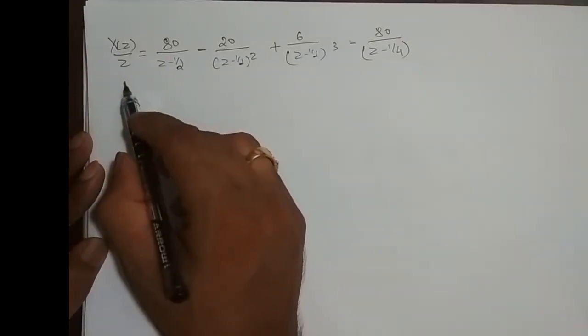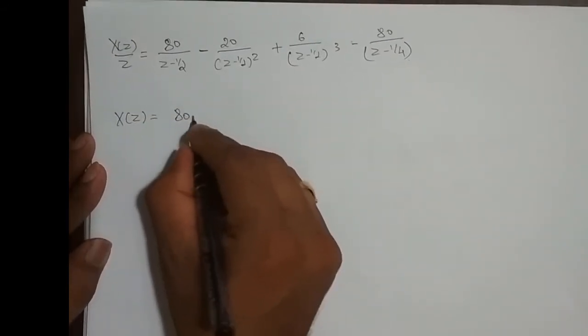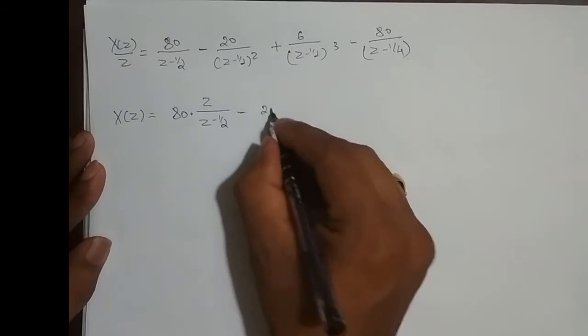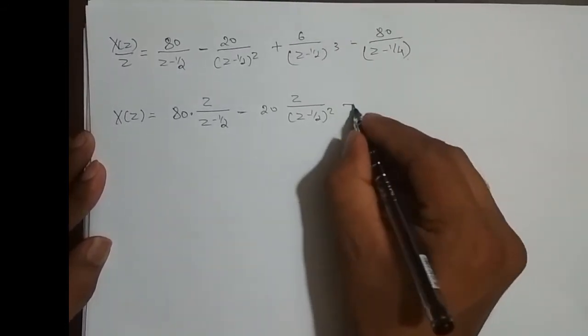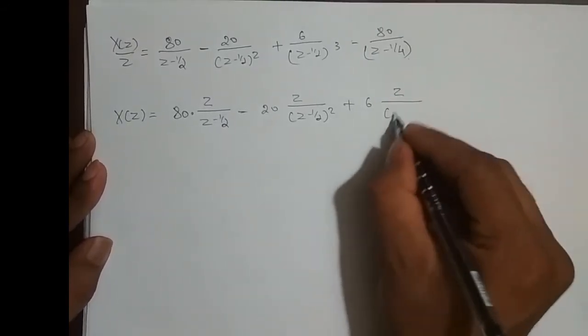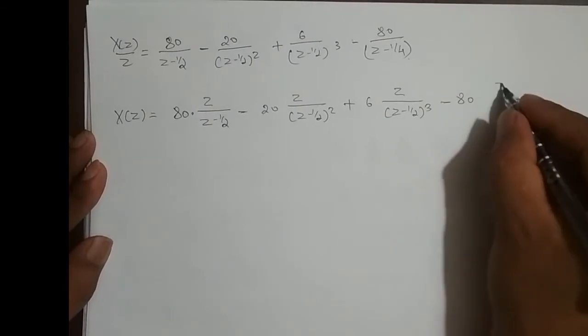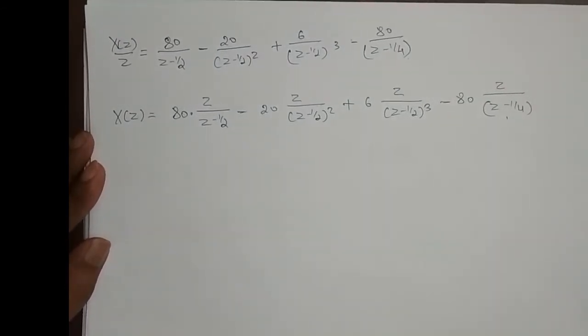Now I'll take this z to the other side. So I end up with X(z) is equal to 80 into z divided by (z minus 1/2), minus 20 into z divided by (z minus 1/2) whole square, plus 6 into z divided by (z minus 1/2) whole cube, minus 80 into z divided by (z minus 1/4). Right?